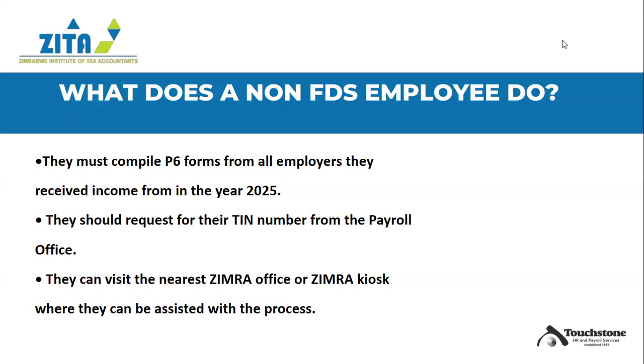Why? Because the current employer is not privy to an employee's earnings, even from the previous employers that they had. So you're supposed to simply give them the form and they go out and fill out that form on their own. And they can actually visit the nearest ZIMRA office or ZIMRA kiosk where they can be assisted with this process. So an employee can walk into ZIMRA today and say, can you please assist me to fill out my ITF-1? And they should be able to get assistance to do that.